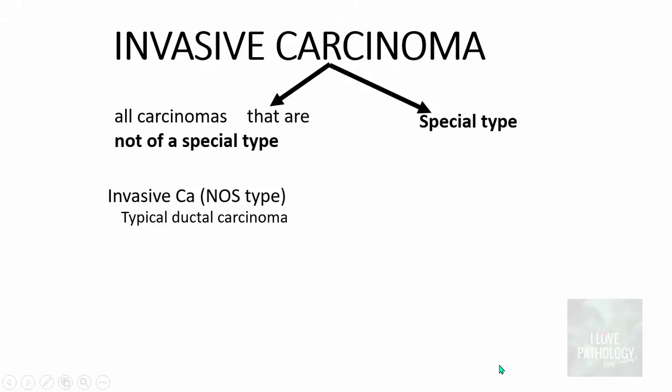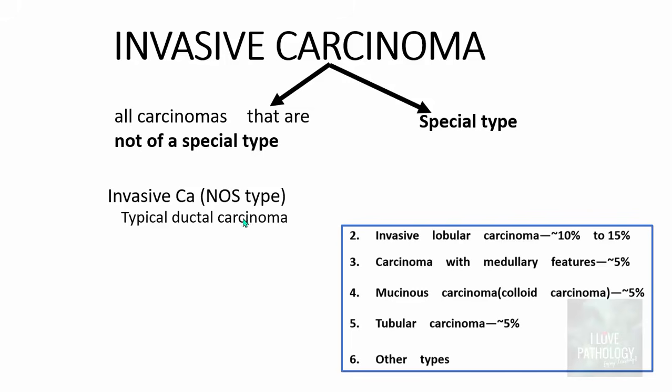The first one, which is not of a special type, is referred to as invasive carcinoma NOS type, which is a typical ductal carcinoma. This accounts for the majority of cases of invasive carcinoma, 70 to 80% of cases. The special type includes all other carcinomas like lobular carcinoma, mucinous carcinoma, tubular carcinoma, and many other types which I'll be discussing in detail a bit later.